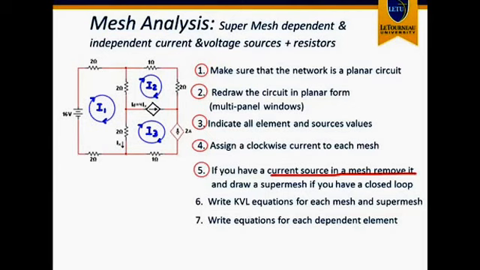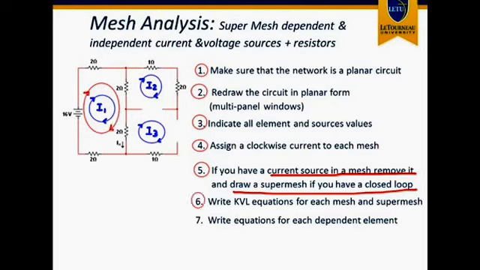Next, we have to check if we have current sources in the circuit, because for mesh analysis we cannot have current sources, so we have to remove those from our circuit. And the next step is to draw a supermesh if we have a closed loop. So if you can see, on mesh 2 and mesh 3 it is an open circuit, so the only supermesh that can be drawn is at mesh number 1.